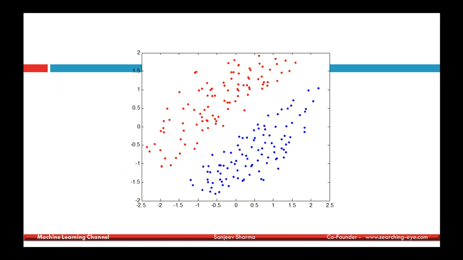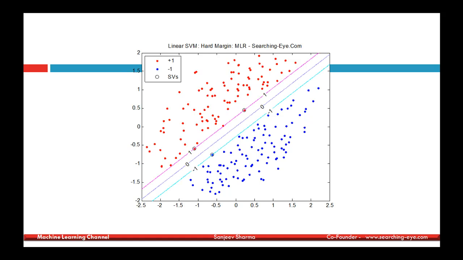So using this primal form, we can separate these two classes, the class represented by the red dots and the class represented by the blue dots. So this is the solution, and these points are the support vectors. This blue point lies on the line y(x) equal to -1, and these two red points lie on the line y(x) equal to 1, and this is the decision boundary y(x) equal to 0.